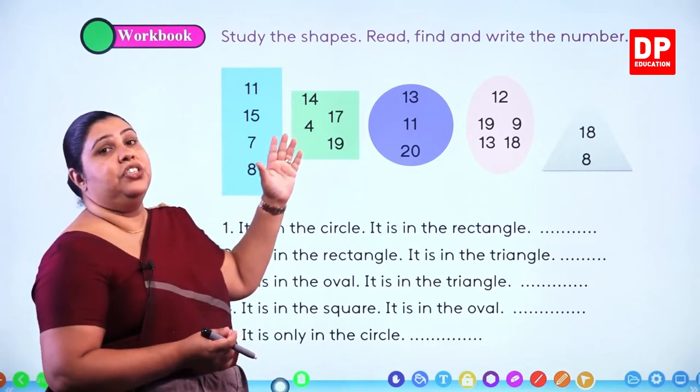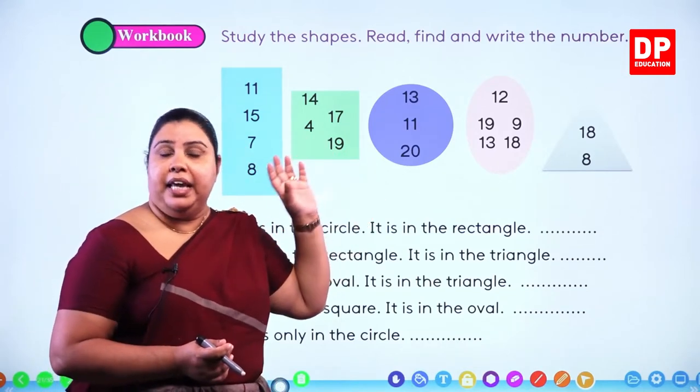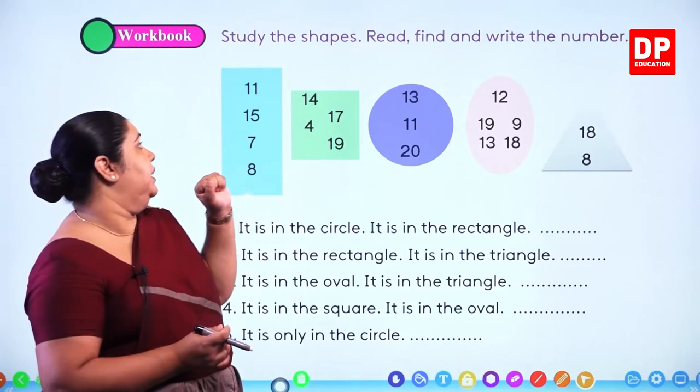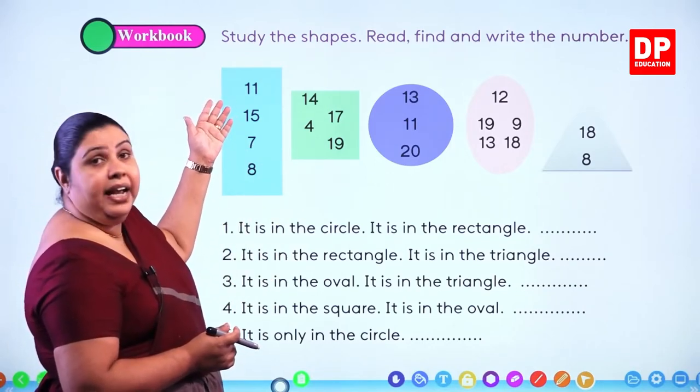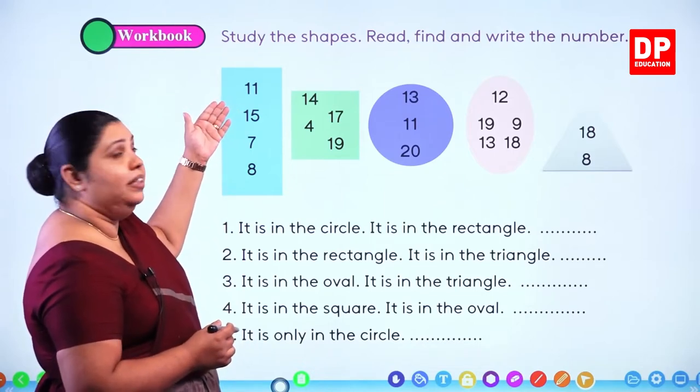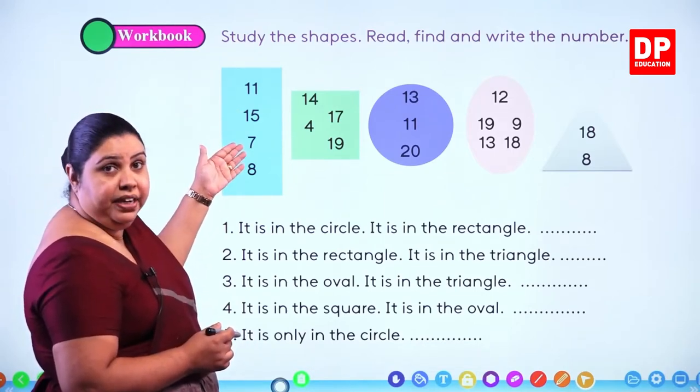So each of these shapes have got some numbers. So let's read the first part of this. The rectangle has number 11, 15, 7 and 8.